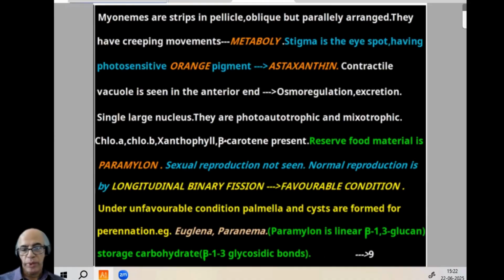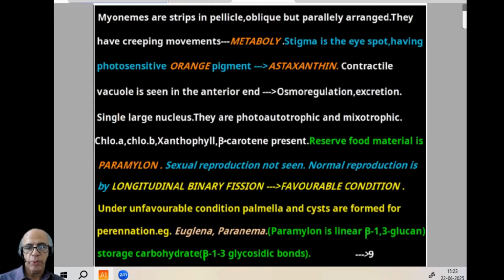Reserve food material, important, is paramylon. What is paramylon? We'll be watching it at the end of this page. Sexual reproduction is not seen. Normal reproduction is by longitudinal binary fission, LBF, under favorable conditions. Under unfavorable conditions, palmella and cysts are formed for perennation. And typical examples are Euglena and Peranema.